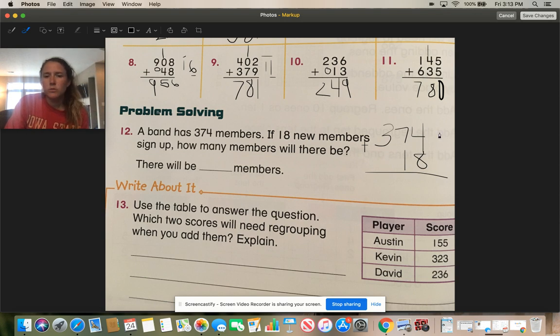8 plus 4 is 12. Ooh, the 2 goes below. And the 1 goes above. 7 plus 1 plus 1. So 7, 8, 9. And then 3 plus, I'm going to put a 0 there. 392 members.